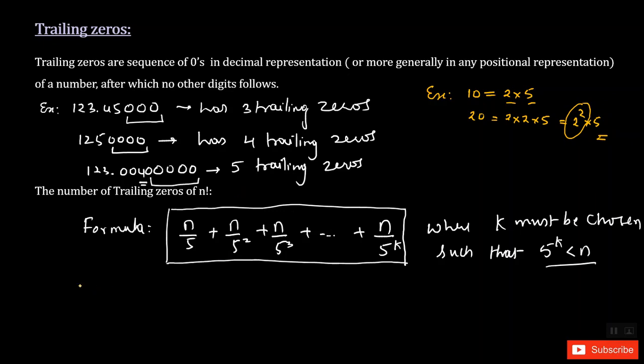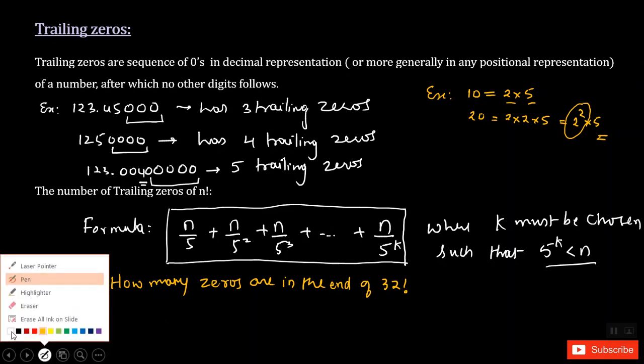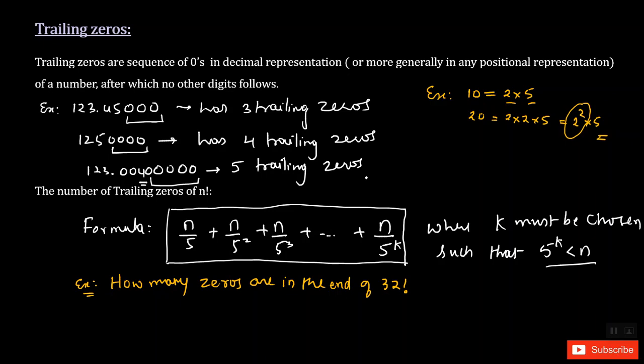Let's take an example here. Before that, let me erase it so we have some space. Okay, let's find. The example says: how many zeros are in the end of 32 factorial? So the question is, it's basically find the trailing zeros of 32 factorial.